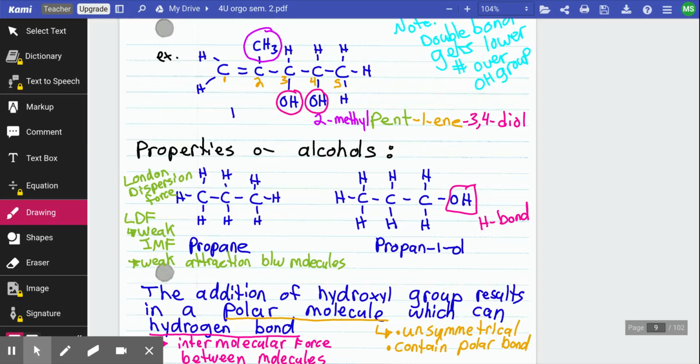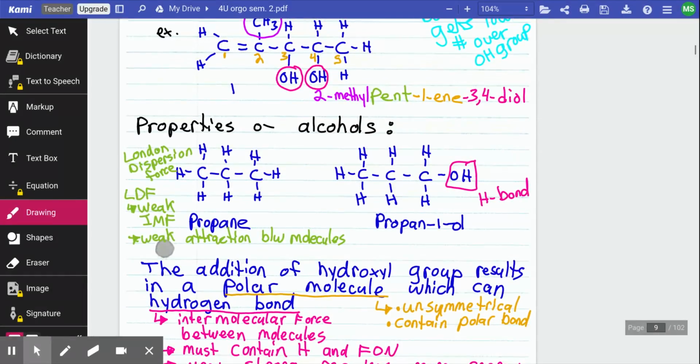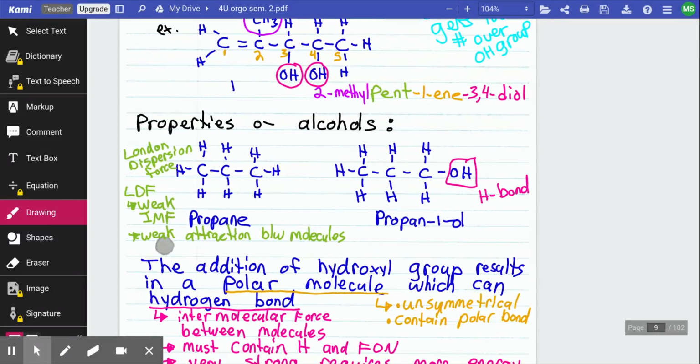And it also has those polar bonds. So this propanol is polar. Okay. It's unsymmetrical and contains polar bonds. And we remember that from 3U, that's the criteria for our polar molecules.